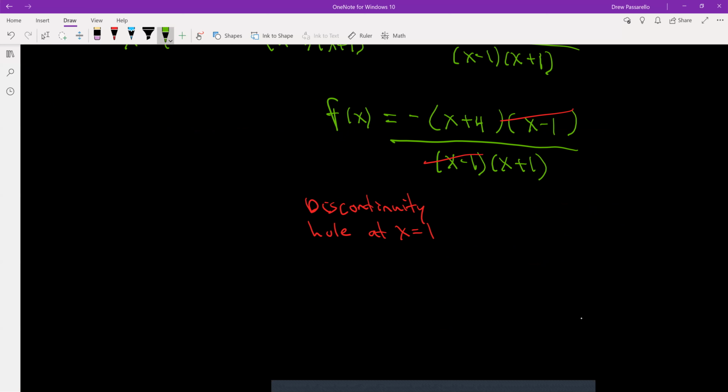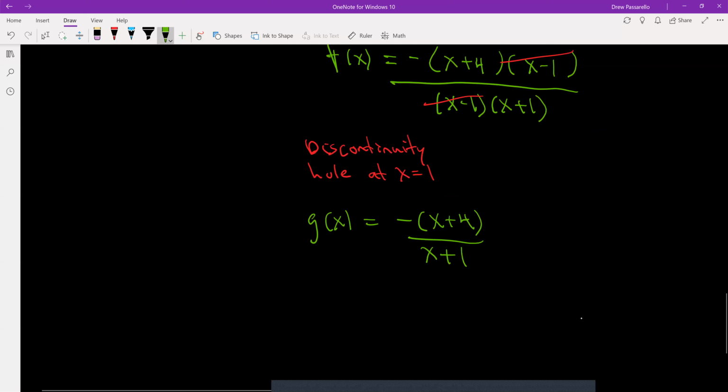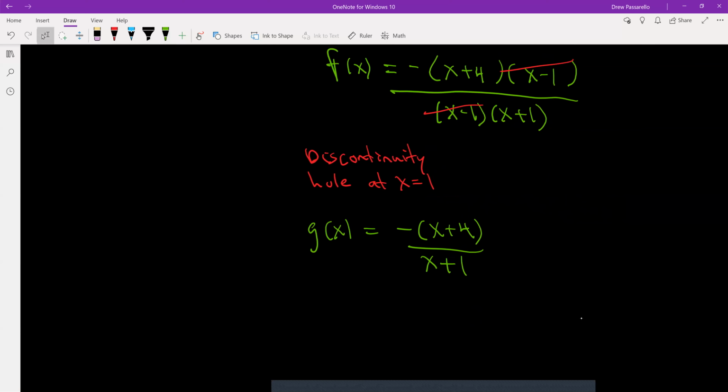So like g of x, negative x plus 4 over x plus 1 is the resulting function after I cancel out those common factors, and this is the function g of x that's equivalent to f of x, except at the point x equals 1. All right, so keep in mind there's a discontinuity at x equals 1.